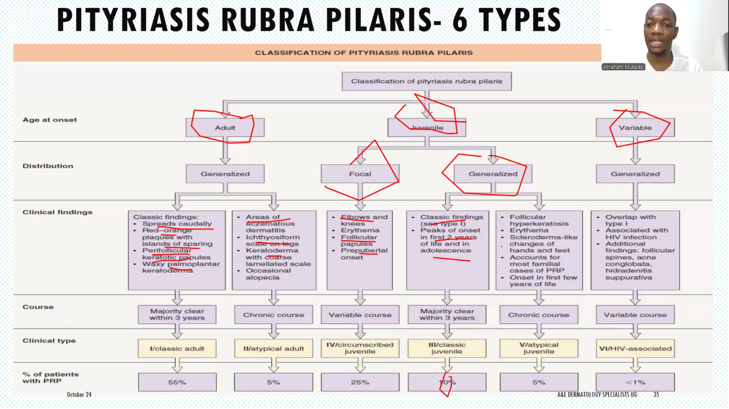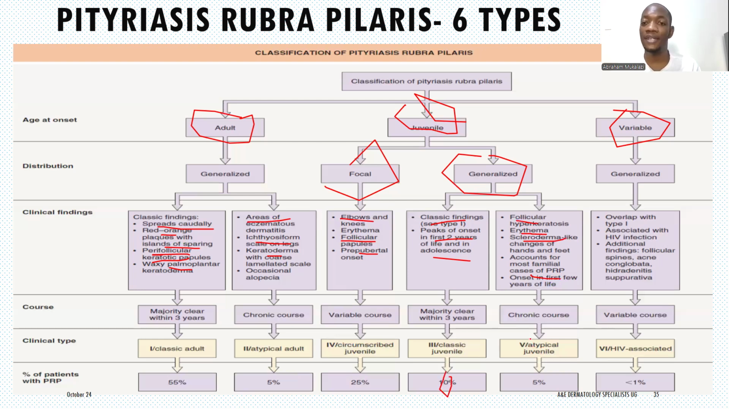So when you go to the generalized atypical type, the patient will still have follicular hyperkeratosis and erythema, then they'll get scleroderma-like changes of the hands and feet. This accounts for the majority of cases that are familial, and usually the onset is within the first few years of life.